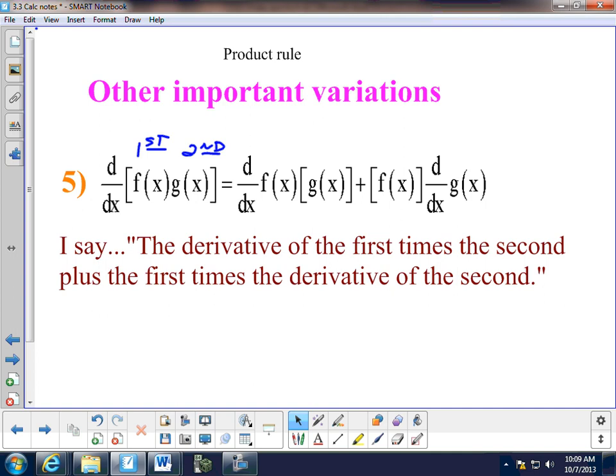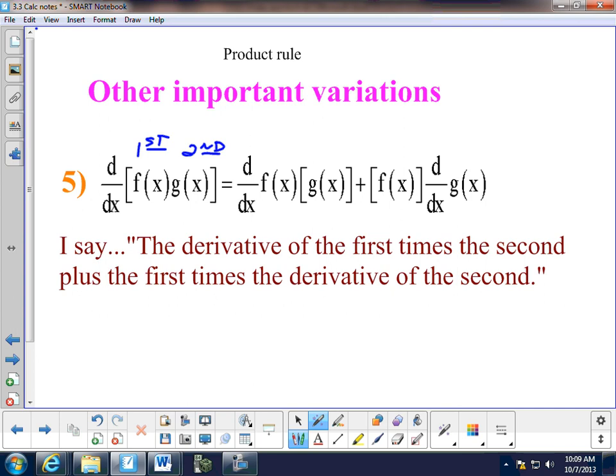Now the book may have it in a different order, but because it's addition, it doesn't matter if I do this one first and then this one or vice versa. I think the book might have it in the other order. I learned it this way, and so that's the way I'm stuck with. I'm an old dog, can't teach me a new trick.